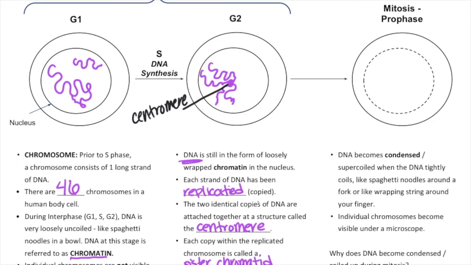I do not know why the vocab uses, for example, we talked about parent cell and daughter cell, and now we're talking about chromosome and then sister chromatids. I don't know why sister and daughter were used in these contexts. It's just the way it is. So each copy within the replicated chromosome is called a sister chromatid. So I'm going to use a different color here to emphasize that. So each of these strands of identical DNA are now called sister chromatids.